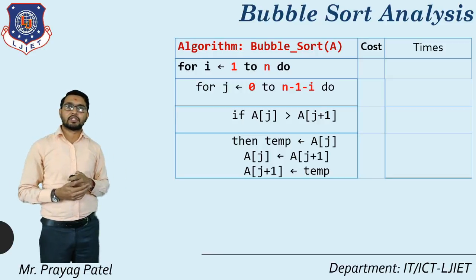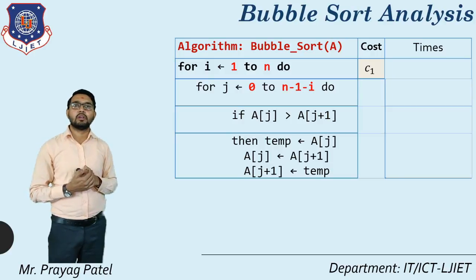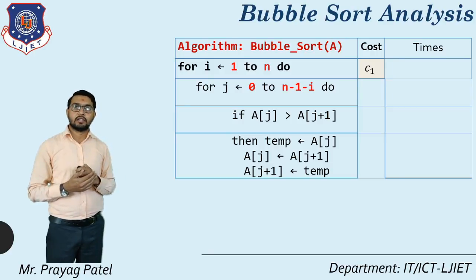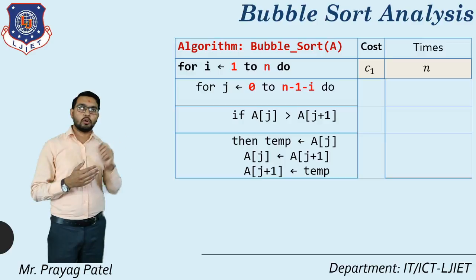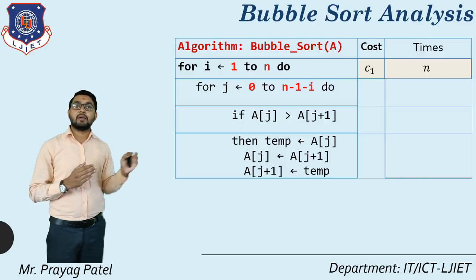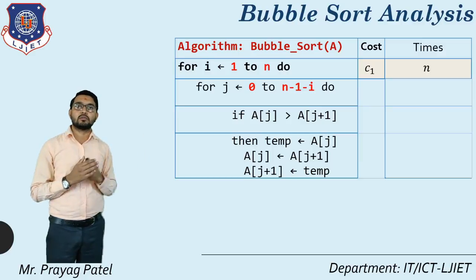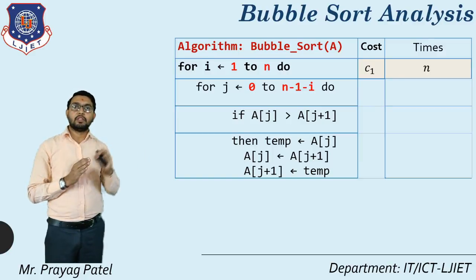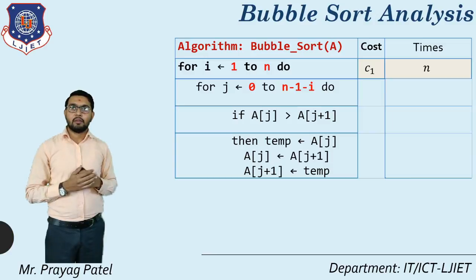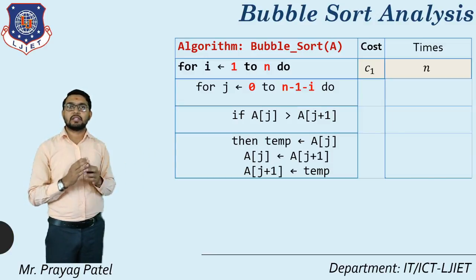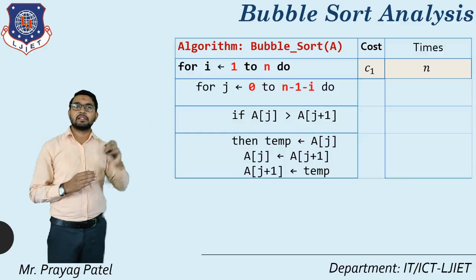So here consider the first line as i equal to 1 to n. Here consider C1 as the cost and n as the time, because the loop is i equal to 1 to n minus 1. So n minus 1 times this loop will be satisfied, but one more time for the wrong condition. So n minus 1 plus 1 means this loop will be executed n times.